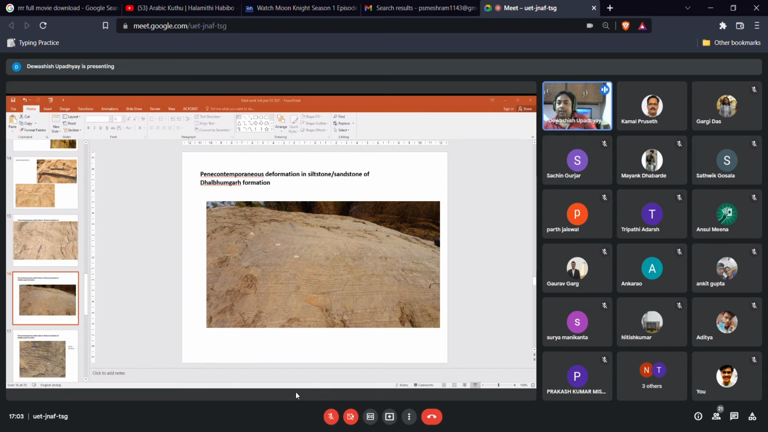So here, if you look at this, you see this slump structure. This happens when the sediment is still wet, and just one part of that layer slides down. You can see here in the center, you have this layer.